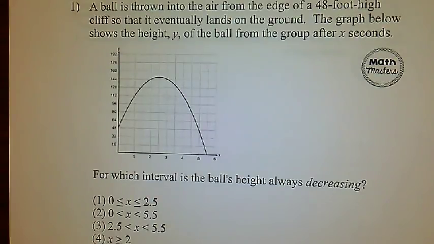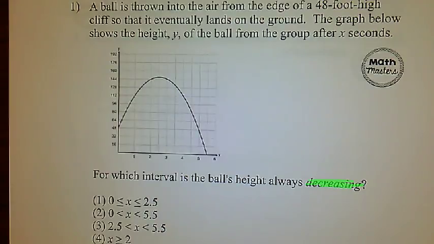Okay, so we have a couple of multiple choice questions on the first page of today's lesson. And what I want you to focus on is we really have to work on domain and range. Okay? So a ball is thrown into the air from the edge of a 48-foot high cliff. So it does start at 48. Okay? So it eventually lands on the ground. So they're throwing it up and then it falls down. The graph below shows the height y of the ball from the ground after x seconds. Okay? So for which interval is the ball's height always decreasing?